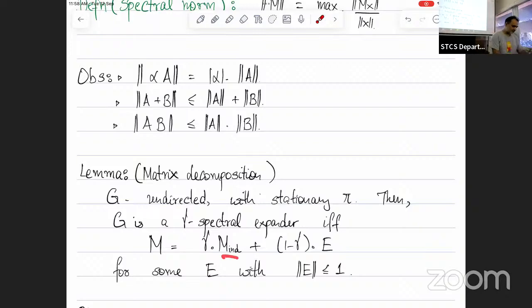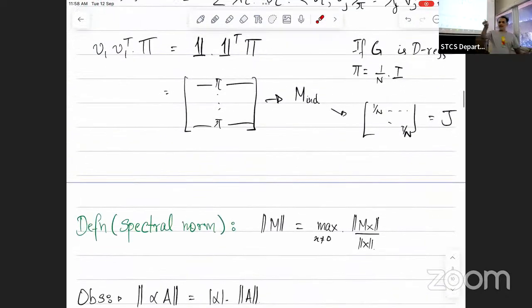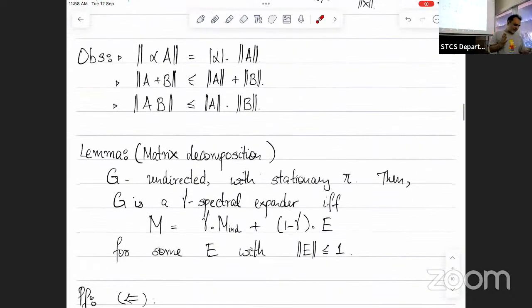There was the independent matrix we just wrote above, which is the one where each row is just pi, which is like the analog of the complete graph. It says that the random walk matrix is gamma times this independent matrix plus 1 minus gamma times some matrix E. And the guarantee you have on E is that the spectral norm is at most 1. So you should be thinking of E as an operator that doesn't mess things up too much, in the sense that it doesn't make things worse. It doesn't stretch any vector.